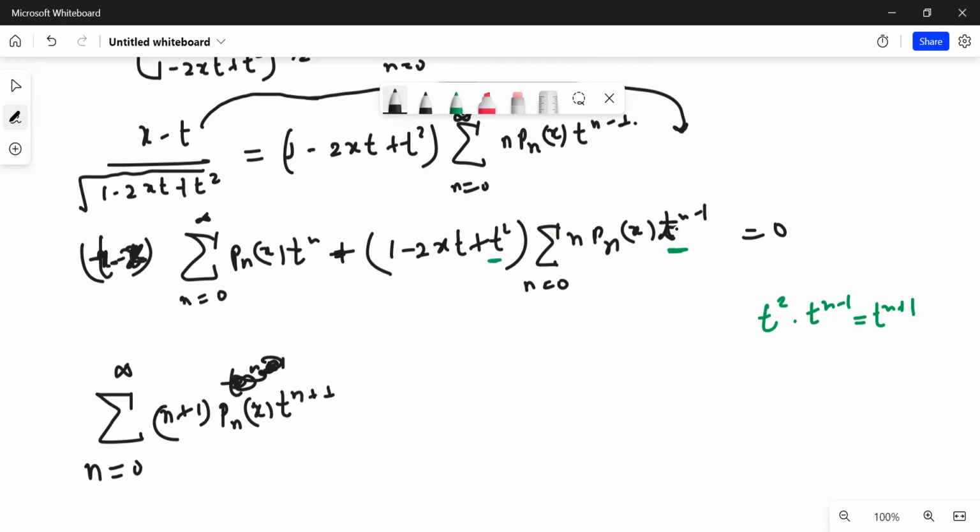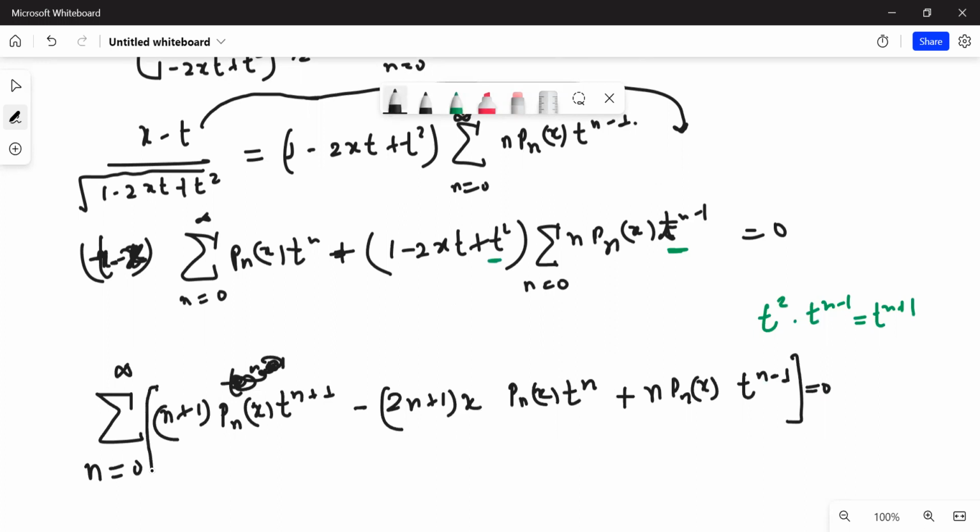Then what is another term? This is t multiplied with t power n minus 1, which would give you t power n. And again from here, this is summation Pn(x), and there is x also here, and this is negative also. Here also there is an x. So I'll write minus of 2n plus 1 x Pn(x) t power n. This is something that you can verify on your own. And the last would be 1 into whatsoever is this, summation Pn(x) t power n minus 1. This entire thing would be equivalent to writing 0.